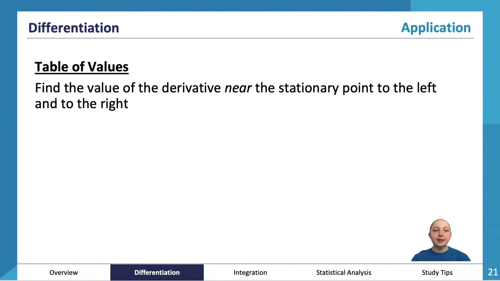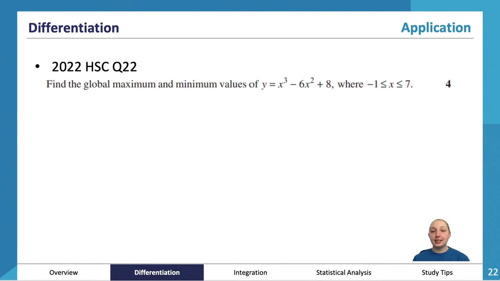So what I want you guys to have a go at is this question. I always find it really weird doing questions from 2022, because this is the HSC paper that I actually sat. So it's weird to look back on it and be like, oh my gosh, I actually did this. But this is a question from the 2022 HSC. Find the global maximum and minimum values of y equals x cubed minus 6x squared plus 8, where x is between -1 and 7. So it was worth 4 marks.